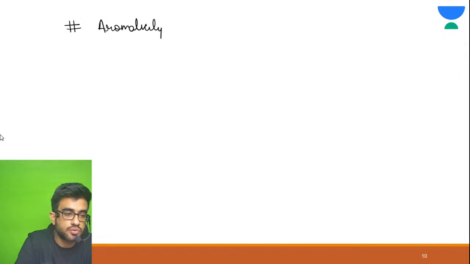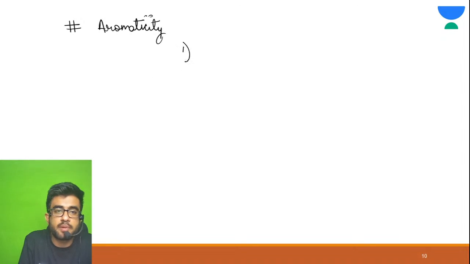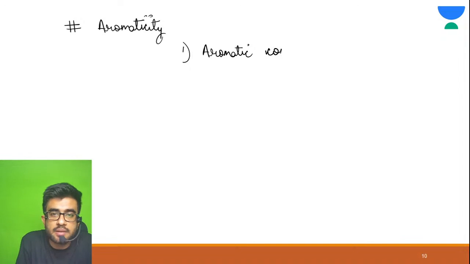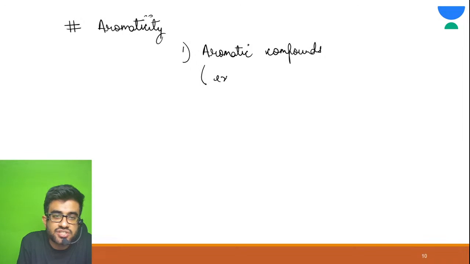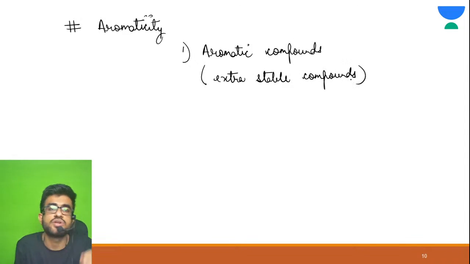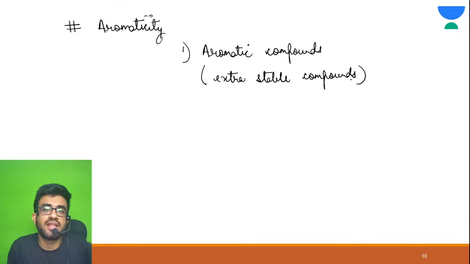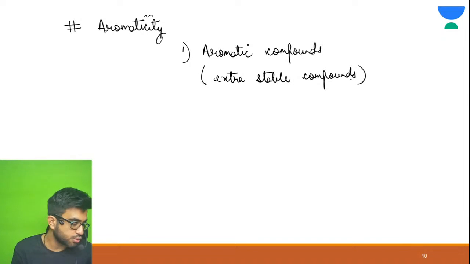All right, aromatic compounds are a different type of compounds. In aromaticity we deal with three types of compounds. Please focus here. The first type is aromatic compounds. Aromatic compounds are also known as extra stable compounds. They are very stable compounds, but you need to identify whether they are aromatic or not.